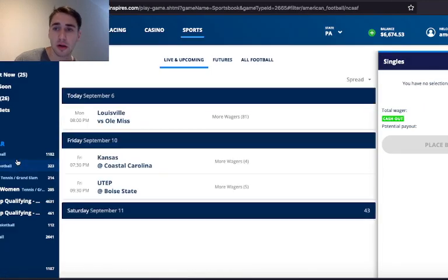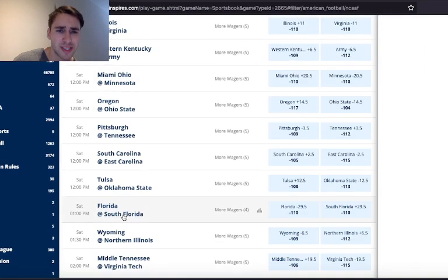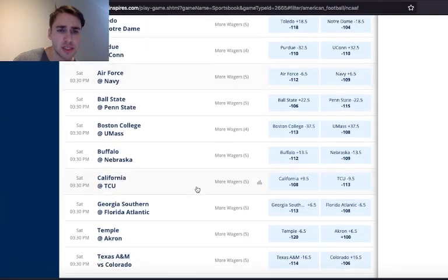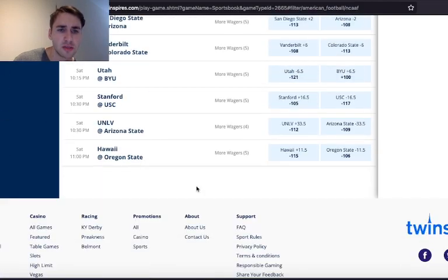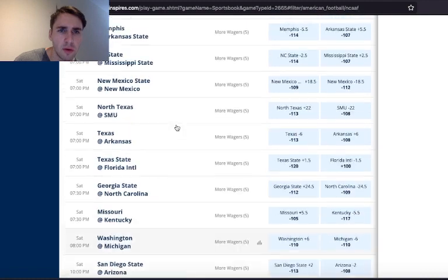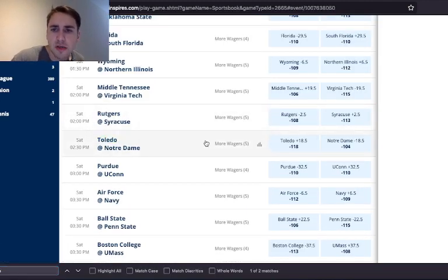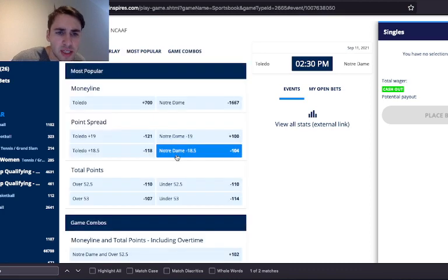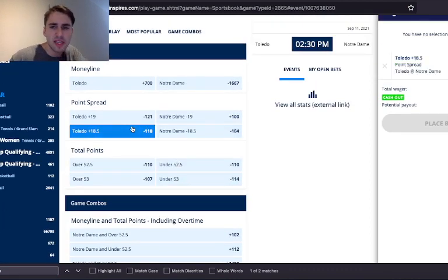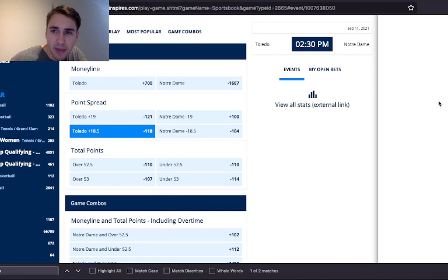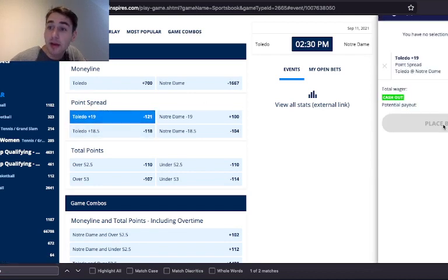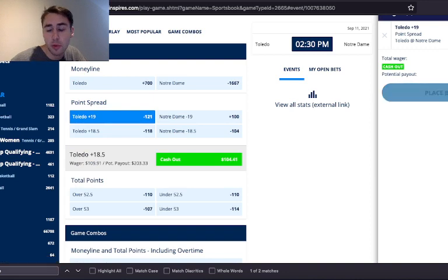So what I can do is go to college football. You can see I'm in Twin Spires, which is the book we just saw there. And then we can go to the Toledo game. We can search for it quickly. So Toledo, +18.5, -118. Both of these bets were arbs to Pinnacle, mathematically profitable. Let's place them both. Again, I'm limited on Twin Spires, up too much money, so these sportsbooks limit you.